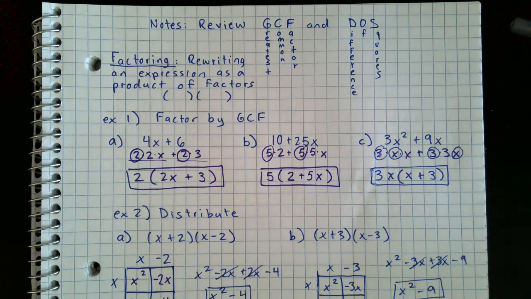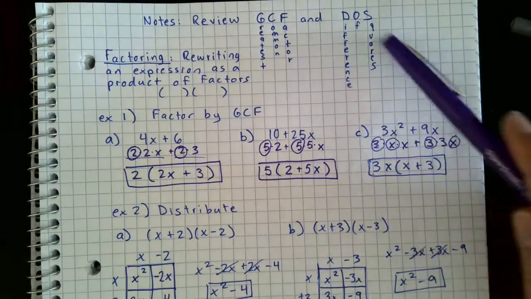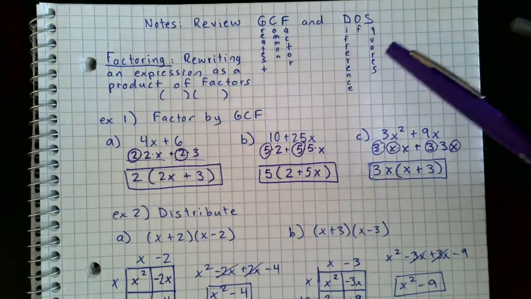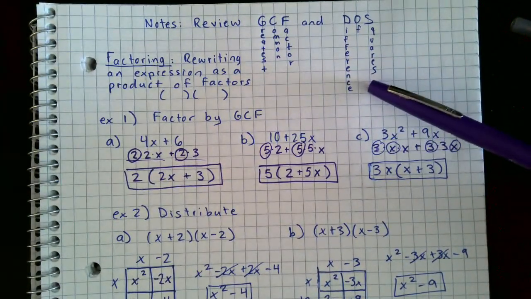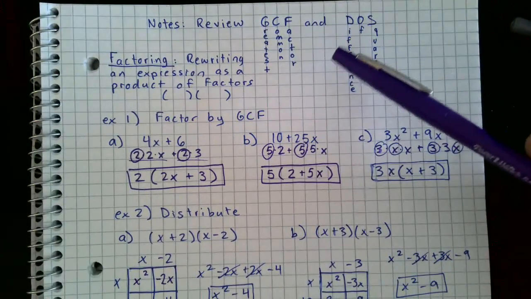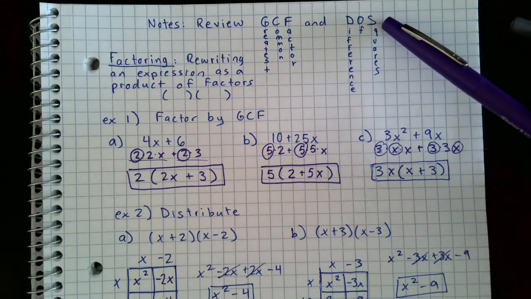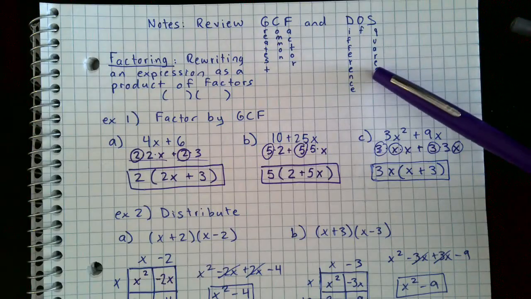Hello class, right now we're going to go over the notes, review greatest common factor and difference of squares. Okay, GCF and DOS, they are acronyms for greatest common factor and difference of squares. So if you see GCF in a problem, that's what it means. If you see DOS, it means this.